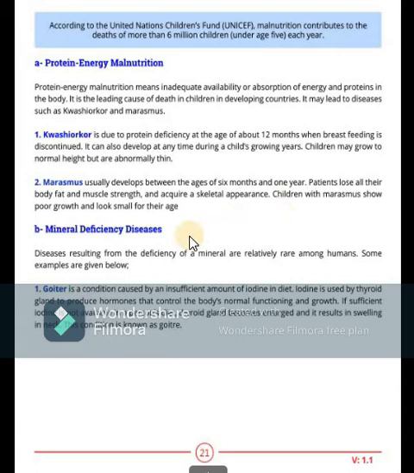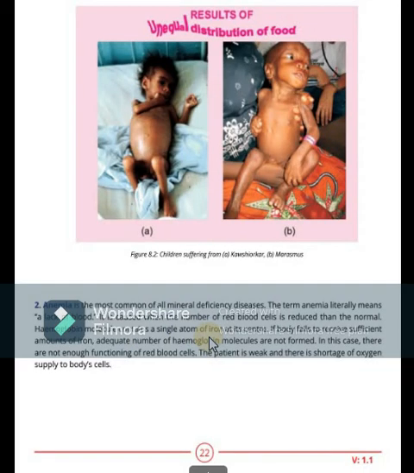The second one is mineral deficiency diseases. In this, goiter is the most common one. It is caused by an insufficient amount of iodine in the diet. Iodine is used by the thyroid gland to produce the hormones that control the body's normal functioning and growth. If sufficient iodine is not available in the person's diet, then the thyroid gland becomes enlarged and it results in swelling in the neck. This condition is called goiter.